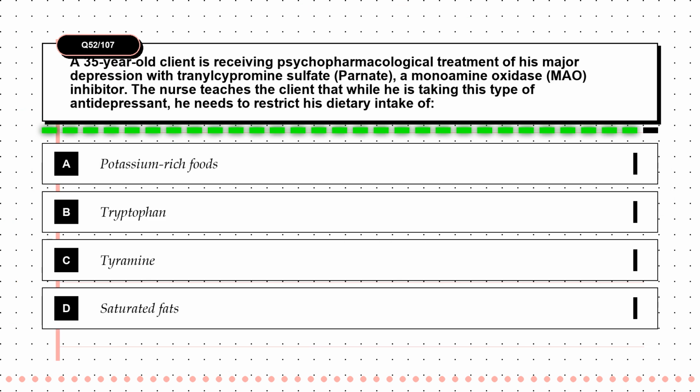Question 52. A 35-year-old client is receiving psychopharmacological treatment of his major depression with tranylcypromine sulfate (Parnate), a monoamine oxidase (MAO) inhibitor. The nurse teaches the client that while he is taking this type of antidepressant, he needs to restrict his dietary intake of, here are the options. Option A. Potassium-rich foods. Option B. Tryptophan. Option C. Tyramine. Option D. Saturated fats.